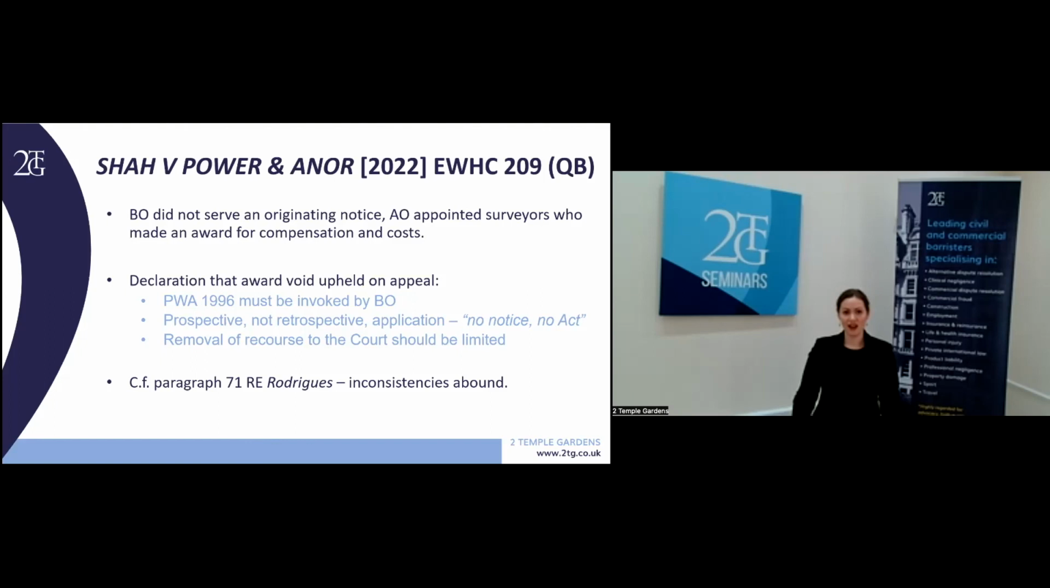In Shah itself, on the facts actually before him, Mr. Justice Eyre held to the view that the Party Walls Act is prospective, that it requires triggering by way of originating notice before it can apply, and that it should be interpreted strictly as an exception to the common law and a citizen's recourse to the courts. But the interpretation of Rodriguez that he set out in paragraph 71 goes against those points in all respects, and so for my part shouldn't be adopted uncritically. In the same way, Rodriguez should be taken with a pinch of salt as well.